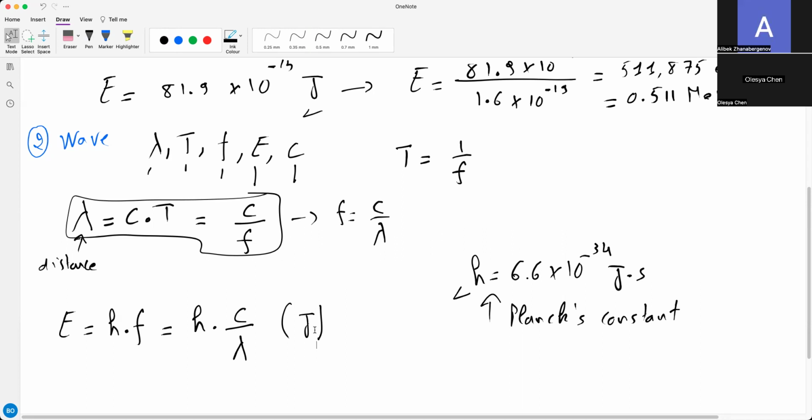Any question about this? Is this clear to everyone?